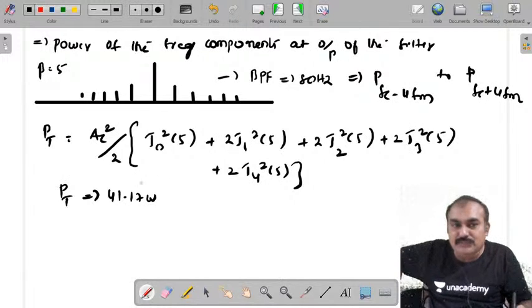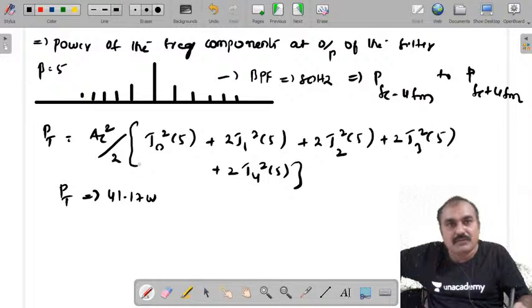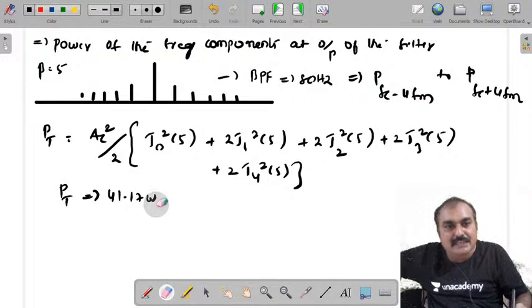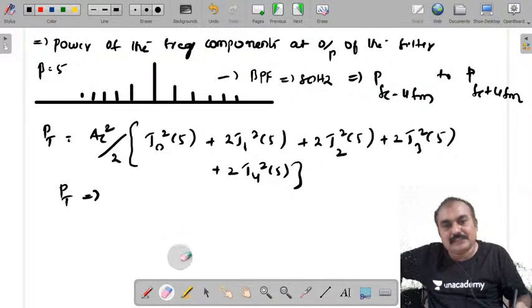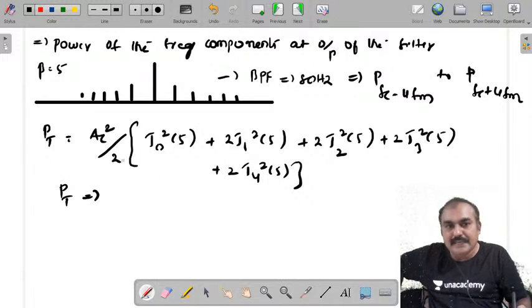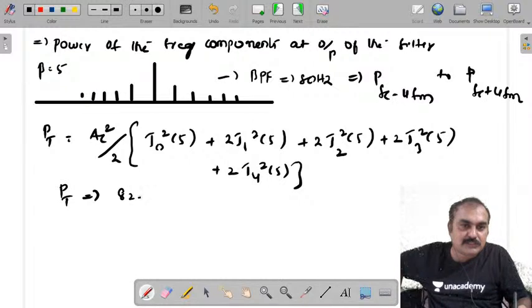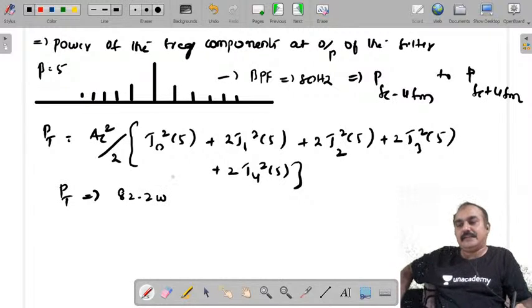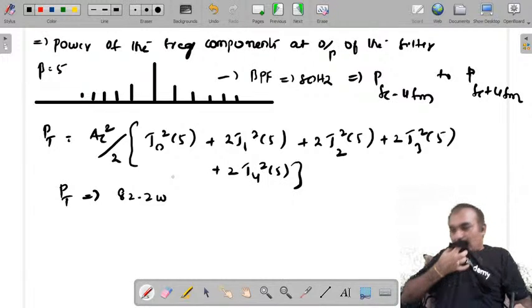Is that right, my dear students? Is this value right? No, because that's what I'm checking over here. The correct value is, my dear students, you are getting 82.2 watts. I'm checking whether you are following or not.